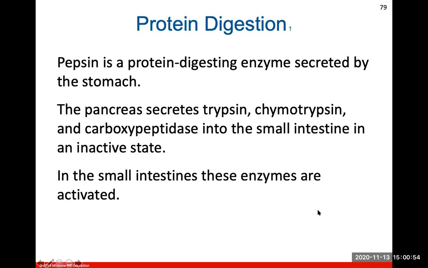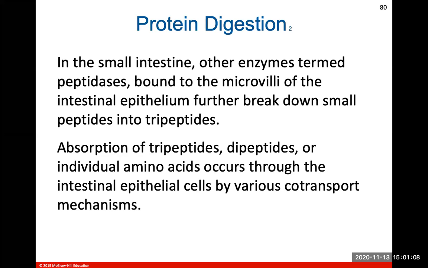Pepsin is a protein digesting enzyme secreted by your stomach. The pancreas secretes trypsin, chymotrypsin, and carboxypeptidase into the small intestine in an inactive state. And in the small intestine, these enzymes will become activated.